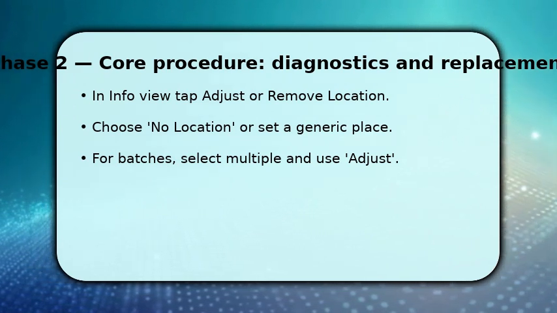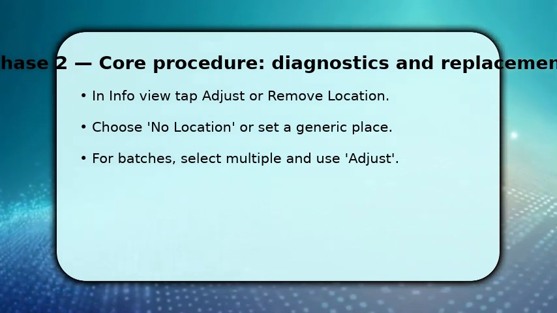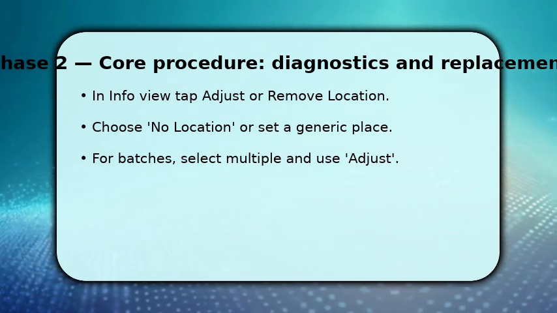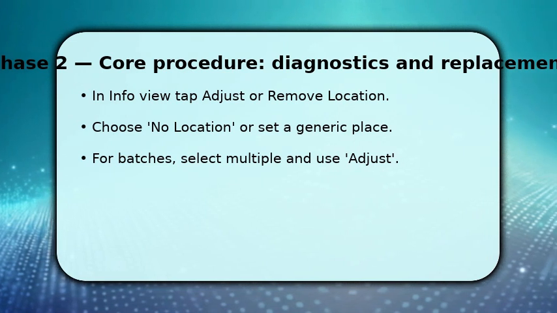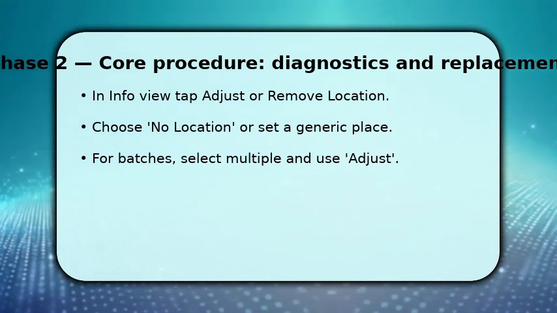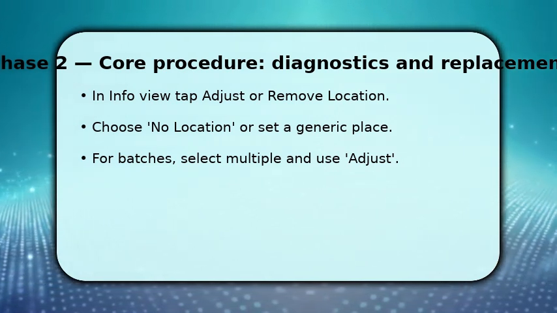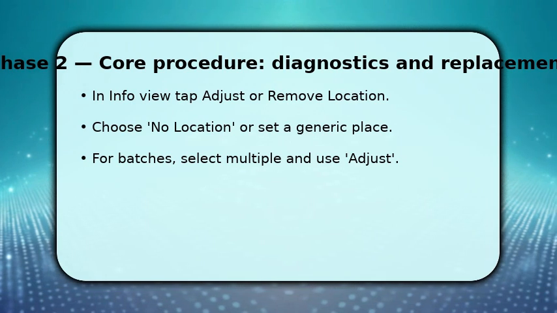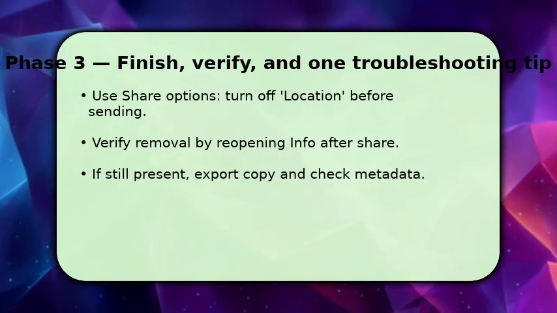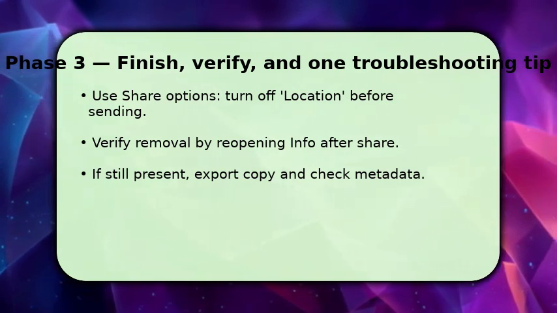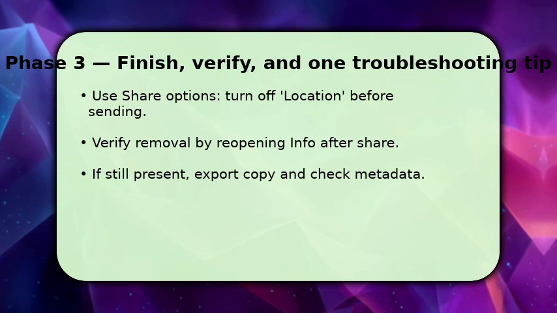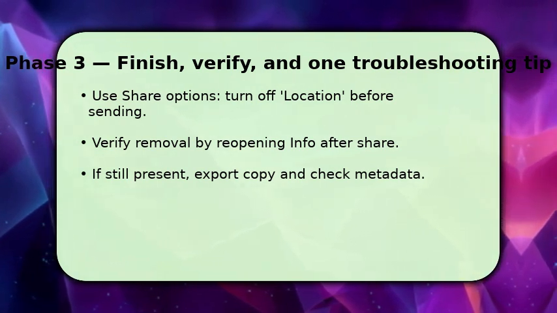If you're handling several photos, select them in Moments or Albums and tap the ellipsis to adjust location in bulk, which saves time. Make sure to confirm changes, so Photos writes the new metadata state to the image file. Finish by sharing safely. When you tap Share, open Options at the top and toggle off Location so the outgoing file omits geotags. This duplicates the removal for any exported copy.